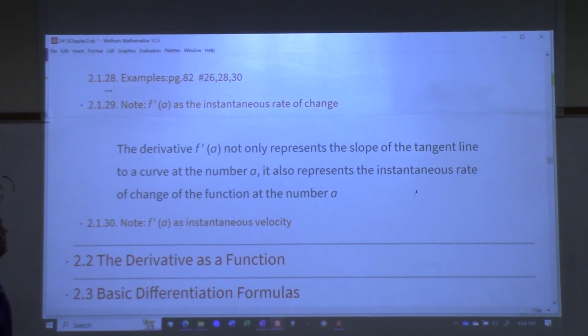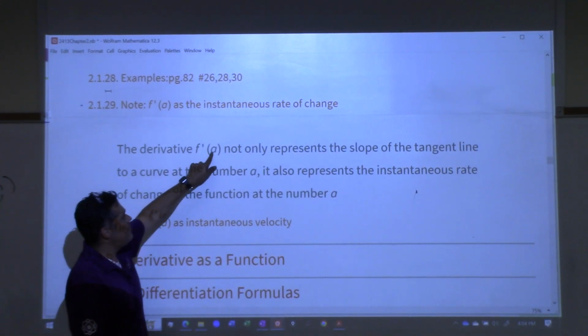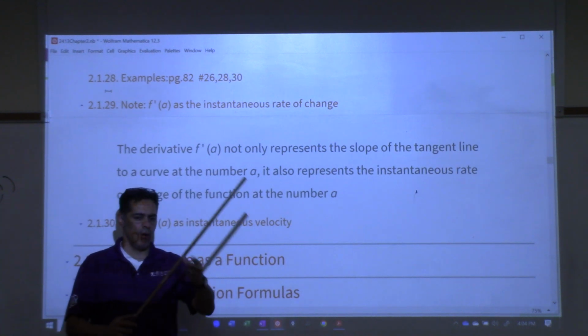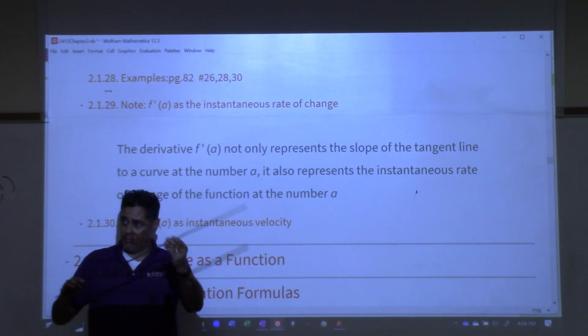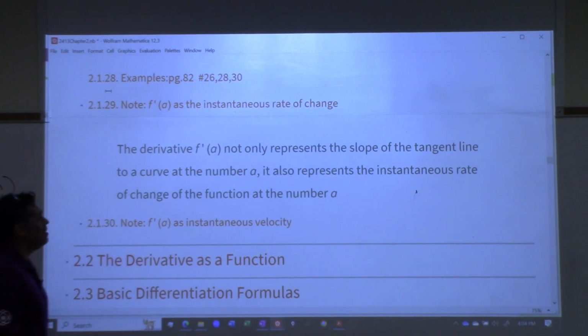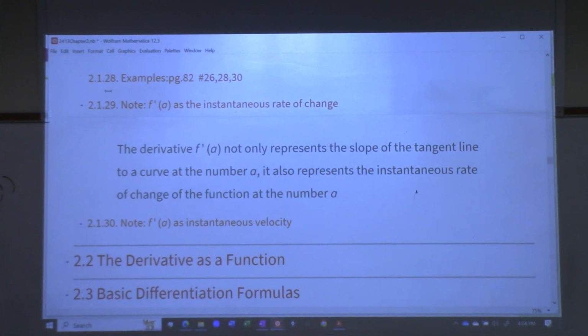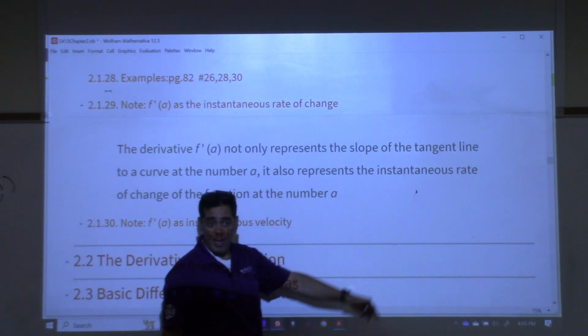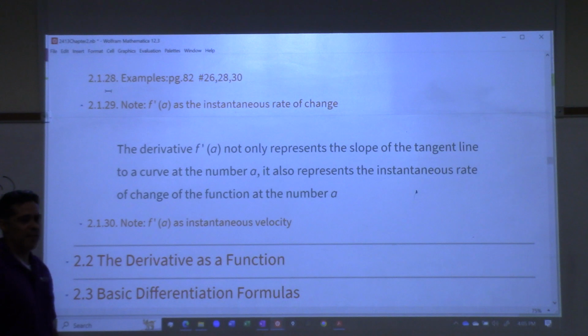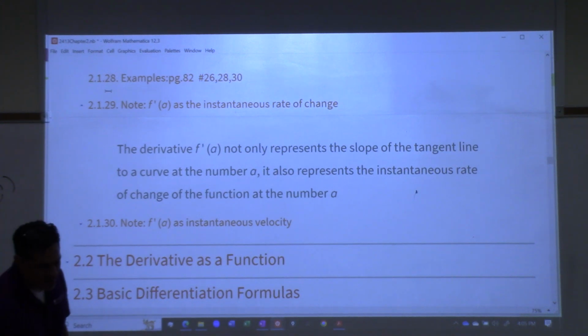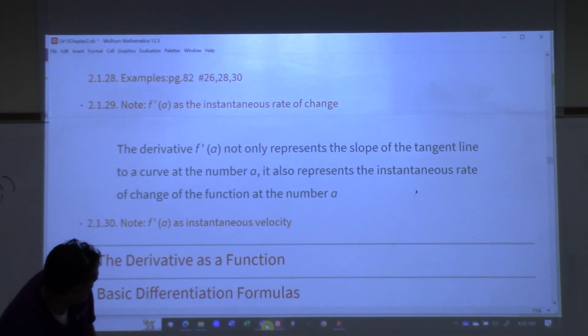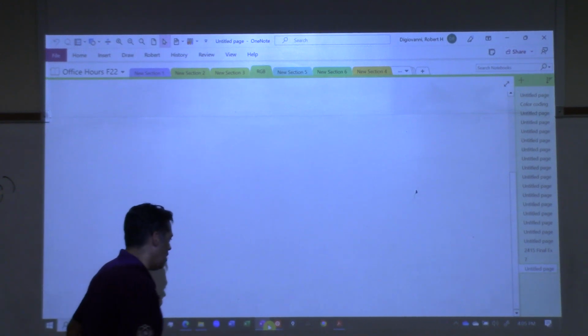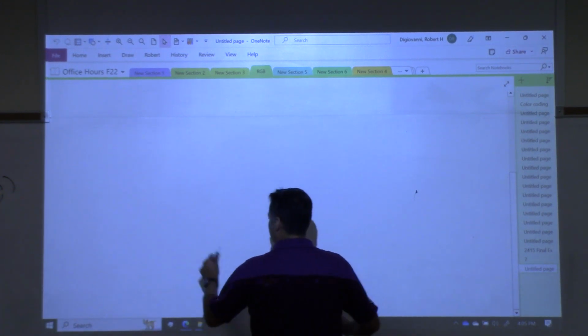Now, this is just a little bit more about the geometry of this. The derivative, this f prime of a, not only does it represent the slope of the tangent line, that slope can actually have some meaning to it. It can also represent what we call the instantaneous rate of change of the function at the number a. So I want to take you back to our first class where I was talking about driving to Austin. Do you remember me saying that?